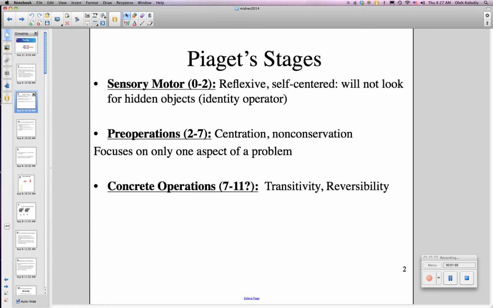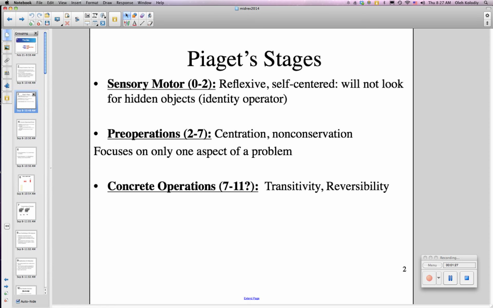It's self-centered, which means he cannot take the viewpoint of others. And he will not look for hidden objects. He doesn't believe they exist. In Piaget's model, this is the absence of an identity operator. Identity operator being like multiplying by 1. That's an identity operator. In beginning schools, children will most likely be in a pre-operational or concrete operational stage.